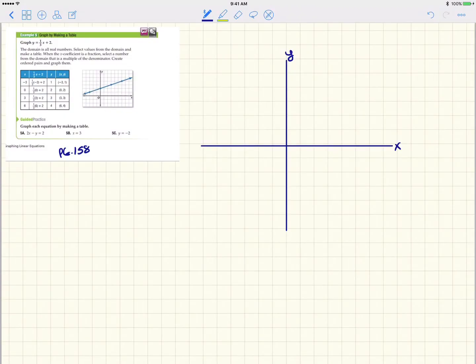All right, guys, so we're at the bottom of page 158, and we're going to graph by making a table. They give us an example here: graph y equals 1/3 x plus 2. Basically, we pick some values for x and then see what the corresponding y value is. They pick 4 different x values: -3, 0, 3, and 6. For -3, they get y equals 1. For x equals 0, they get y equals 2. For x equals 3, they get y equals 3, and so forth.